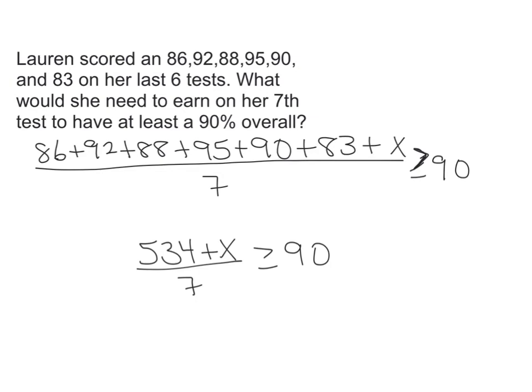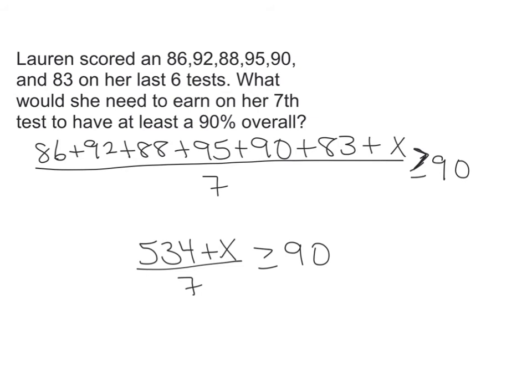In this final example, without guessing and checking, we're going to use some algebra to figure out different scores that, in this case, Lauren will need to earn to get a 90% overall. So here we have Lauren scored an 86, 92, 88, 95, 90, and an 83 on her last 6 tests. What would she need to earn on her 7th test to have at least a 90% overall?